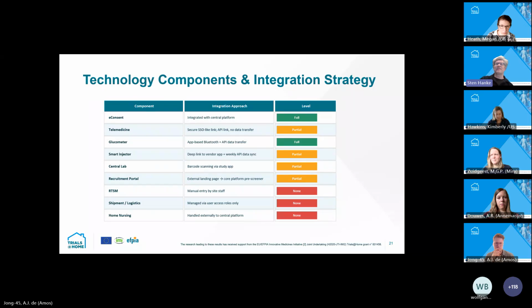RTSM, shipping and home nursing have not been integrated in our platform and involved, of course, manual entry by staff partially, which is in theory also a source of data transformation problems. But of course, you always need to keep the balance between integration efforts and where it's necessary. Next slide, please.